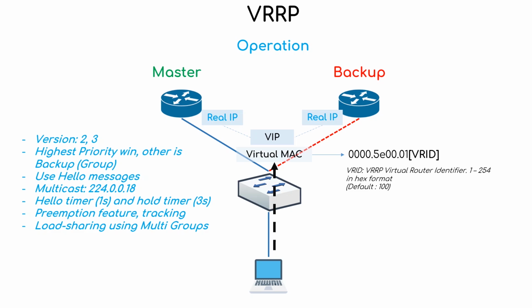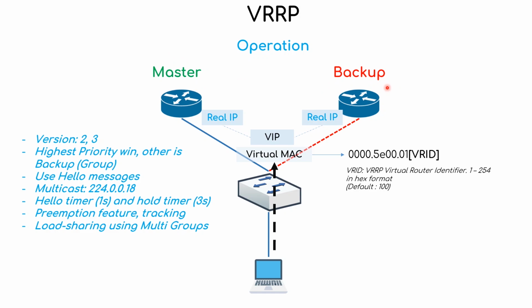Okay, alright. We're going to explore the second first hop redundancy protocol, VRRP. Technically, VRRP provides the same function as HSRP, providing the redundancy gateway for the end user. And in the VRRP group, we have the master and backup router. VRRP uses those terms instead of active and standby in HSRP.